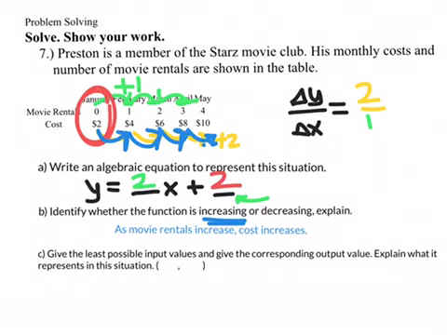Finally, give the least possible input values and give the corresponding output value. Explain what it represents in this situation. So the least possible is going to be the 0 term, so right here, and the cost is 2. So then you would say up front you have to pay $2. So with no movie rentals, you'd have to pay $2. So you would explain what that represents. So there's a little explanation. The initial value, or the cost in the beginning, is $2.